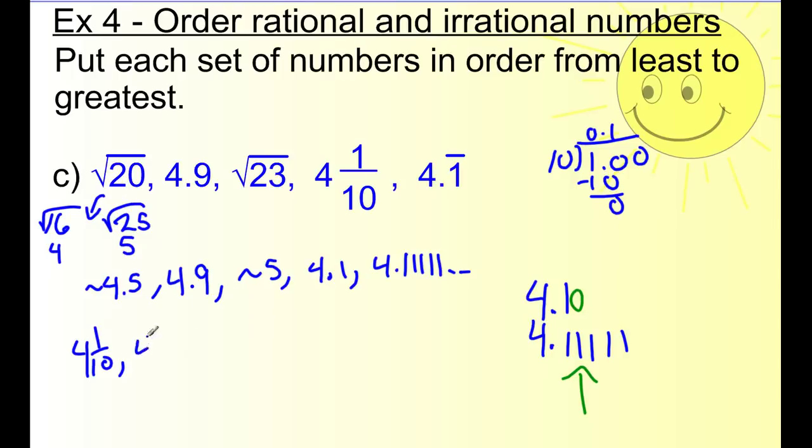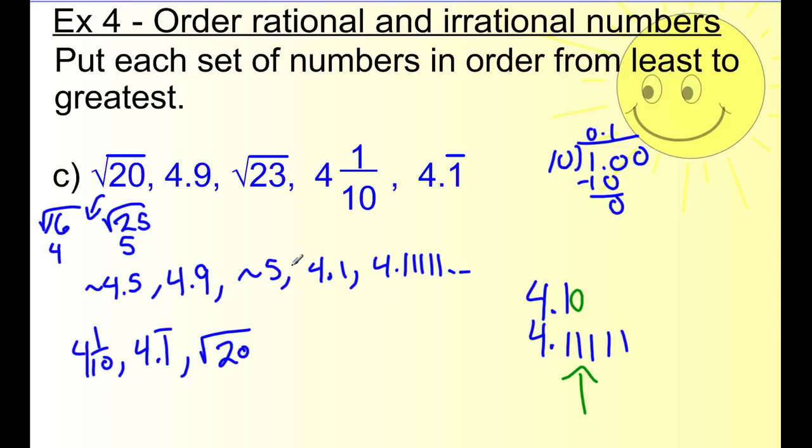Followed by the 4.1 repeated. So we use this one and that one. So we have these first three. Out of those first three, the 4.5 is going to be the next. So I'm going to call that a square root of 20. And now I'm down to this, 4.9, or about 5.